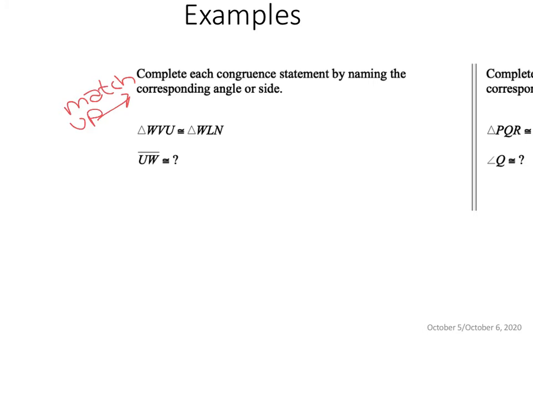Okay, so here we have our congruence statement. Triangle WVU is congruent to triangle WLN. And we see that UW is the side we're looking at. U was the last letter in that first triangle. So I'm going to start with the last letter in the second triangle, so N. And then the first letter, W. Put my segment line over. That would tell us that UW is congruent to NW. And we would be able to tell that from our congruence statement here because the order does matter.